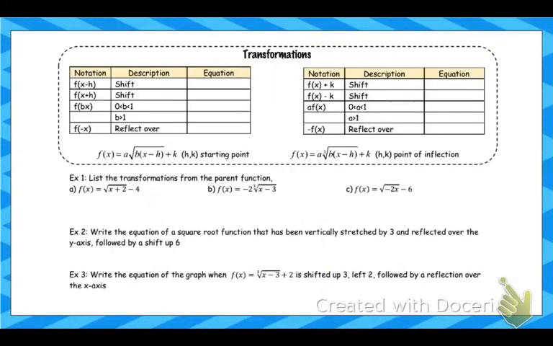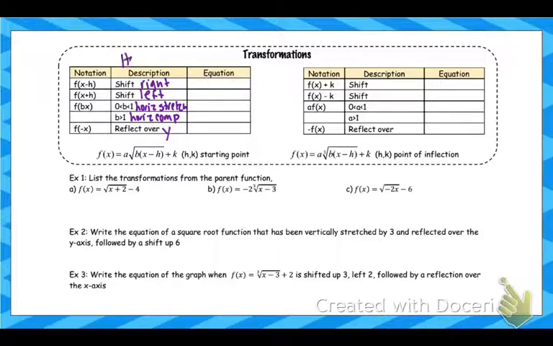All right, so let's go ahead and review our transformations. It's the same chart you guys have been seeing for a long time now. F of x minus h is a shift right. Plus h is left. If that b value is between 0 and 1, that is your horizontal stretch. If it's greater than 1, that is the horizontal compression. F of negative x is a reflection over the y.